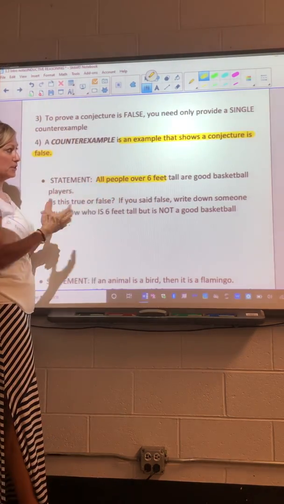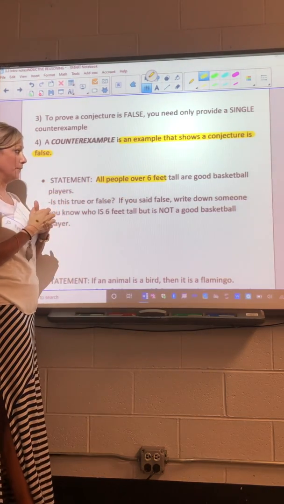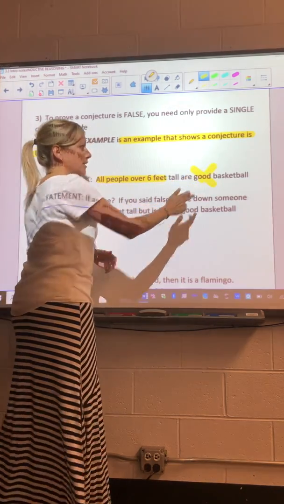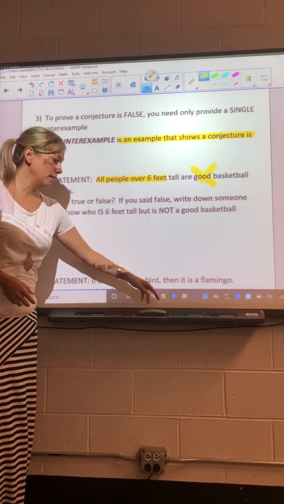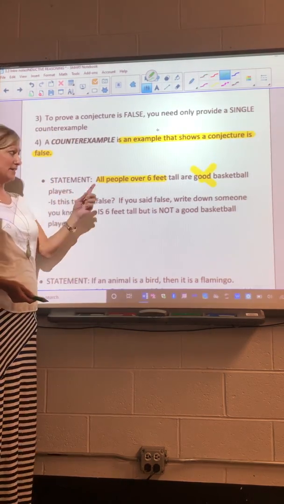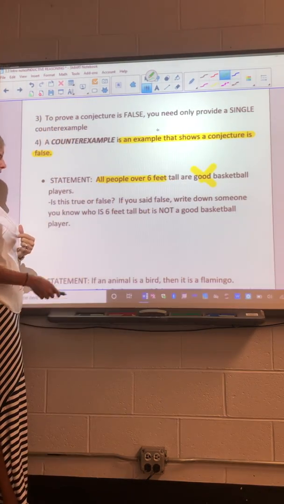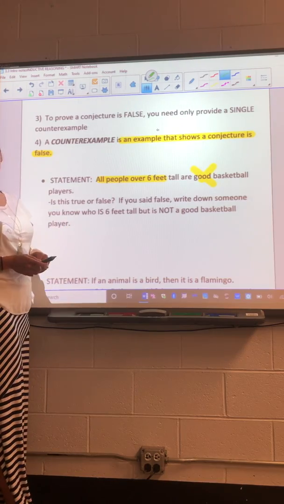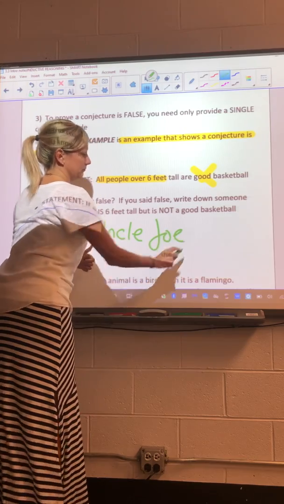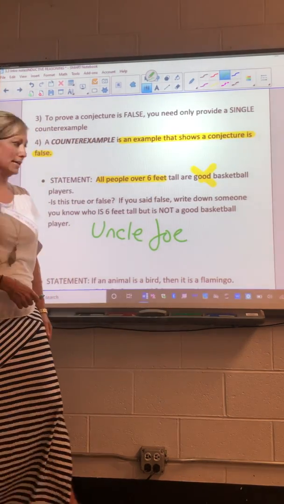So all people over 6 feet tall are good at basketball. To come up with a counterexample, you're saying, I can find someone who's over 6 feet tall but is not good at basketball, and that way you'll find a counterexample. So is this true or false? No, because I can find someone who is over 6 feet tall but is not good at basketball. So write down someone who is 6 feet tall but not good at basketball. My Uncle Joe. My Uncle Joe is 6 feet tall, but he's not good at basketball. So that's a counterexample.